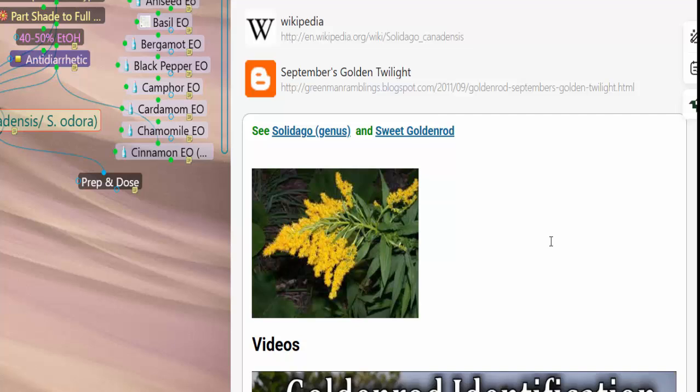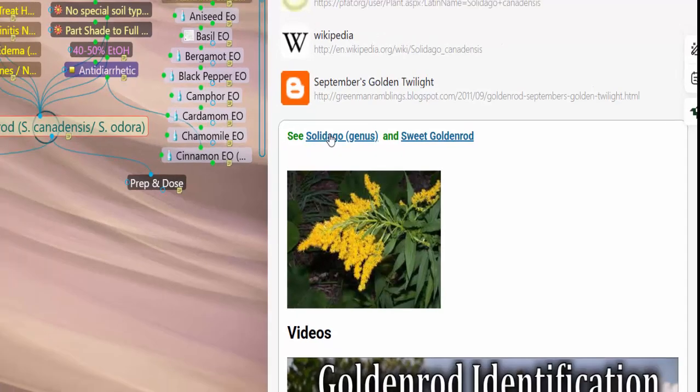In the case of goldenrod, we have approximately 400 different species. And the question is, are they all interchangeable? Does it matter? Now, Solidago canadensis and Solidago odora are the two most widely recognized, studied, and used species of goldenrod. But identifying them is very tricky, and you'll see why in a moment. But let's go ahead and click on the genus and see what we can learn.